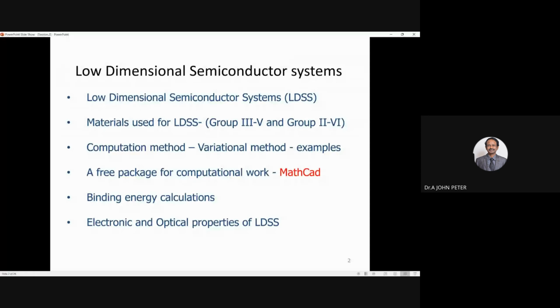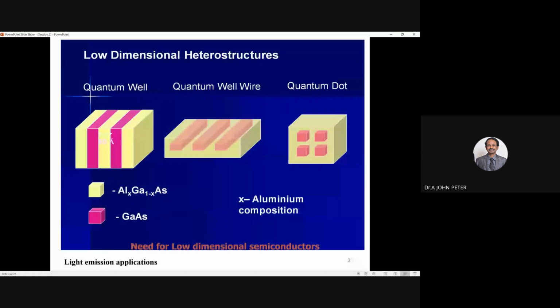What are the applications? It can be used for efficient electronic and optical properties of low dimensional semiconductors. Nowadays, we call this nanophysics. Earlier, we called this low dimensional semiconductor systems. So these are all quantum wells. See, quantum wells, as I said, gallium arsenide sandwiched between gallium aluminum arsenide. The pink color is gallium arsenide. That yellow color is known as gallium aluminum arsenide. X is a percentage, it goes from 0 to 1. So gallium arsenide sandwiched between gallium aluminum arsenide, they are all quantum wells.